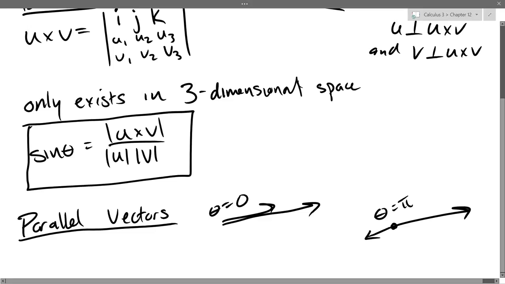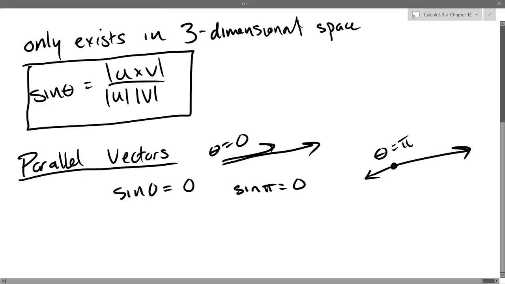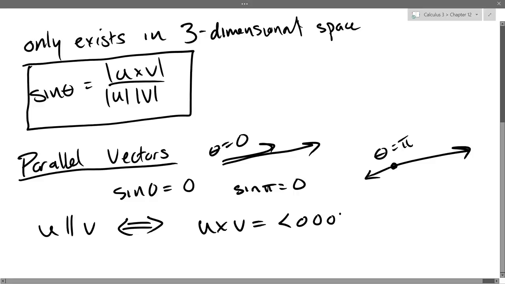All right, what is sine of zero? Zero. What is sine of pi? Zero. So either way, parallel or anti-parallel, if you cross them, just think about the sine relationship, you're going to get zero for the cross product. So your numerator would have to be zero. So we can write u is parallel to v if and only if u cross v equals, now, to be careful, not the number zero. And I can be very specific because it's got to be in three dimensions. So it's not going to be a two-dimensional zero vector. I'll just write out the 0, 0, 0 vector.